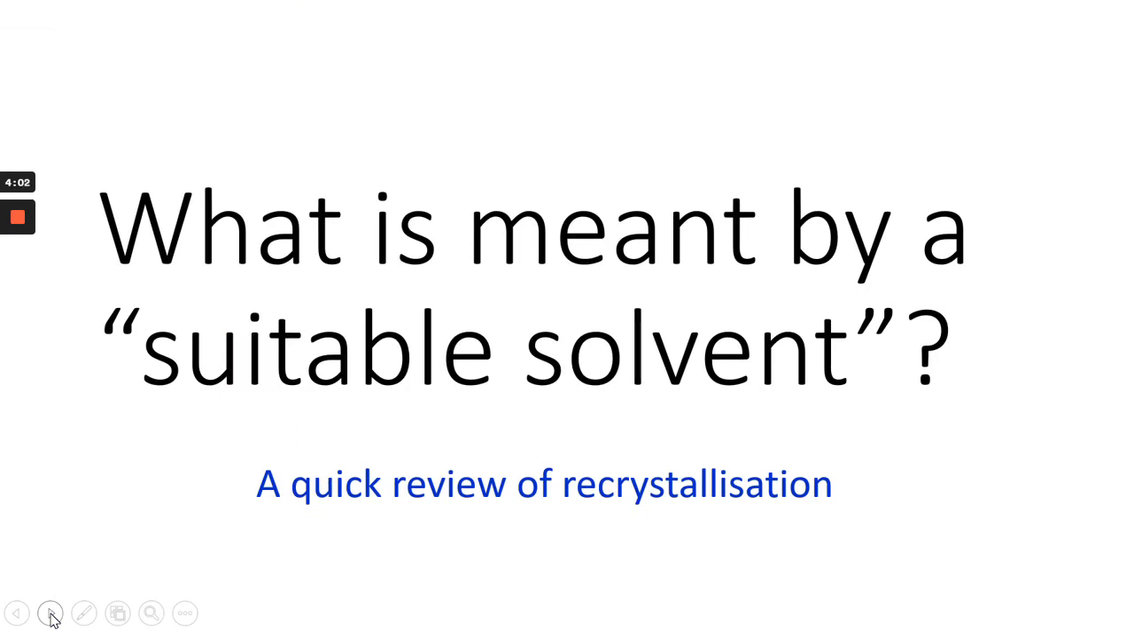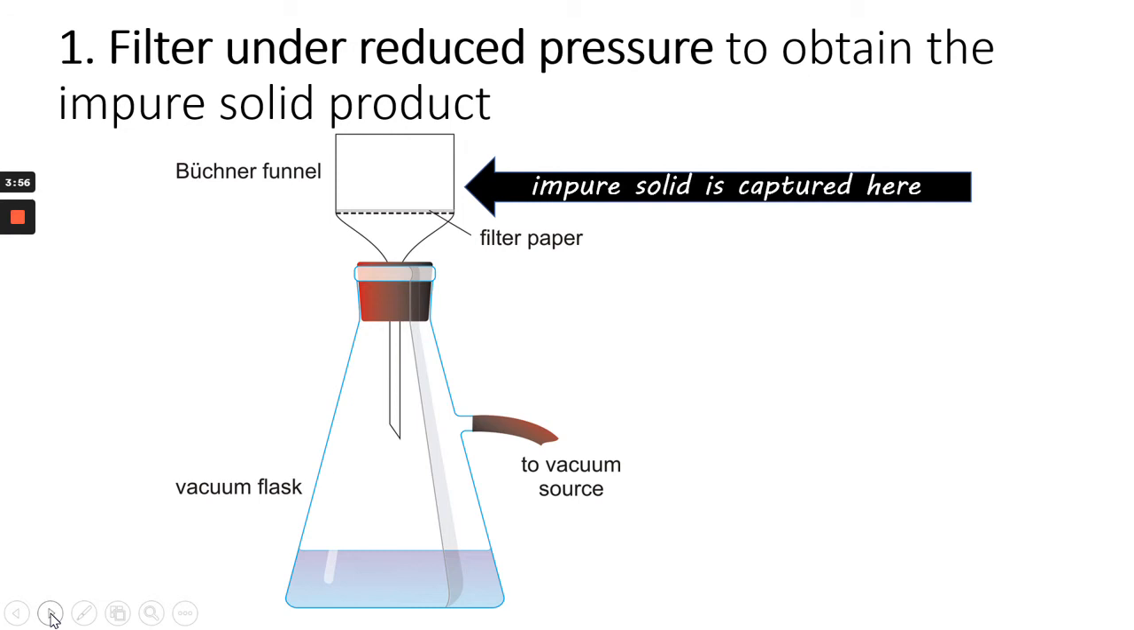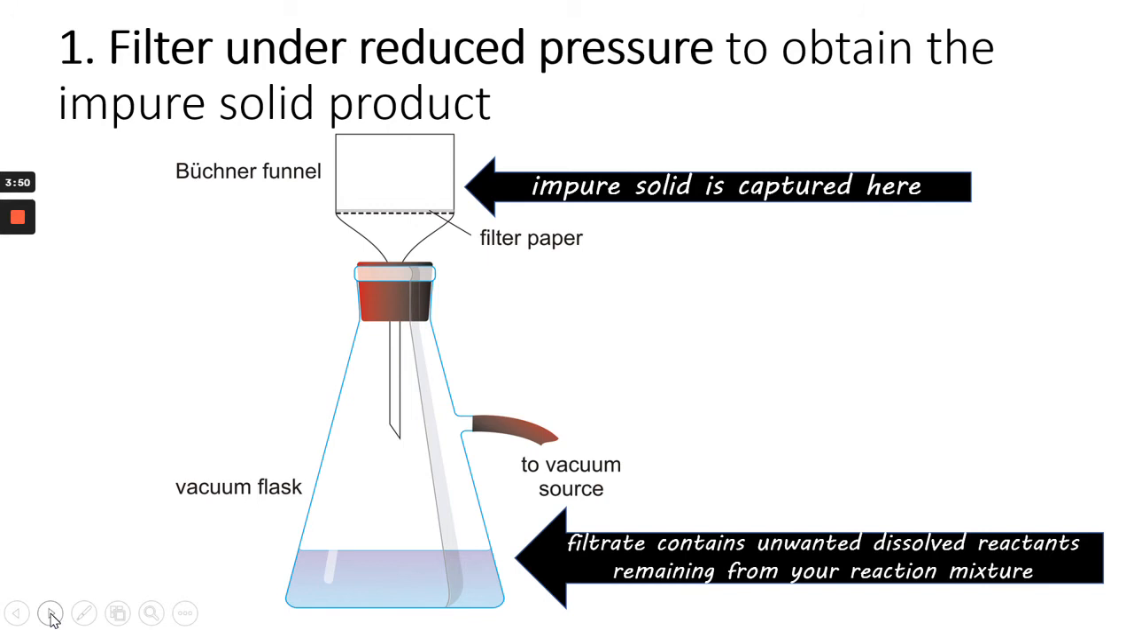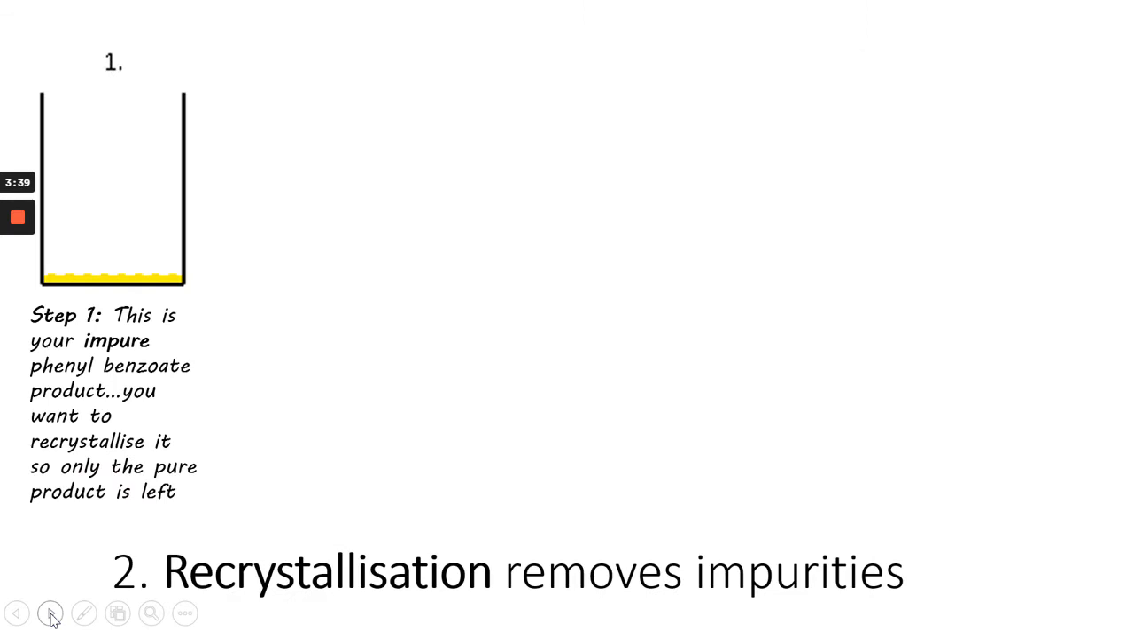So let's have a think about what a suitable solvent is first of all. We'll do a quick review of recrystallization. So, you filter under reduced pressure first of all to obtain the impure solid product, and that's left behind in the bottom funnel. Obviously there's some filter paper in there as well, like the diagram says. And the filtrate contains unwanted dissolved reactants remaining from the reaction mixture, which you can discard as waste. So you're now ready to purify the solid product using the process of recrystallization.